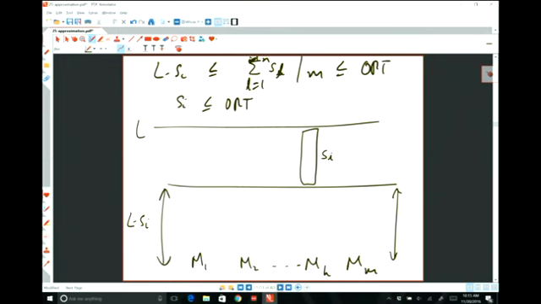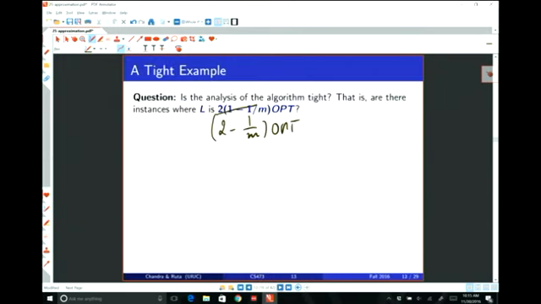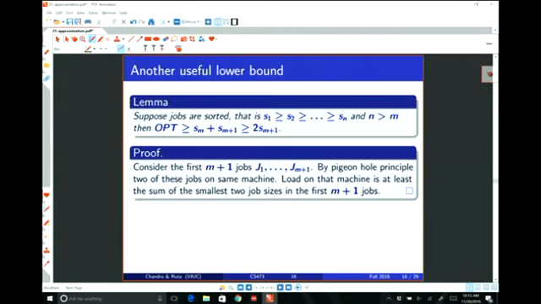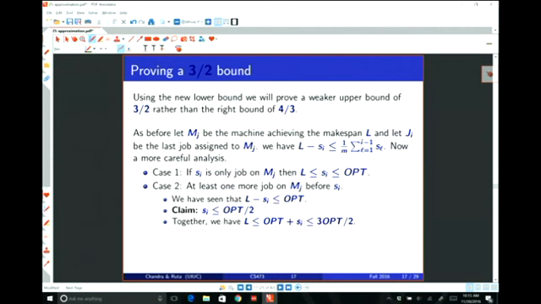Okay, so let's see why that is the case. We are doing the same analysis, a little bit more carefully. Case one, if SI is the only job on MJ, then we are clearly optimal. Otherwise, there's at least one more job on MJ before SI, maybe more than one. We have already seen that L minus SI is less than opt, because it's at most the average load. Now, I am going to claim that SI is less than or equal to opt over 2. We'll prove that. Suppose it is true, then L is less than opt plus SI, which is less than 3 opt over 2. Okay.